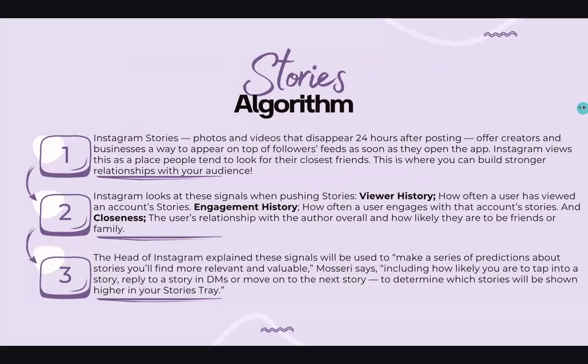So stories. That is up at the top of your home feed. If you saw all of those people's little profile pictures and the little highlighted, kind of red orange circle, those are where your stories are. Instagram stories are photos and videos that disappear 24 hours after posting. So they're only available for 24 hours. This offers creators and businesses a way to appear on top of followers' feeds as soon as they open the app. Instagram views this as a place people tend to look for their closest friends. So they want to stay up to date on what's happening. Maybe you have a creator you really like, you want to know what their day is like. This is where you can really build stronger relationships with your audience, right?